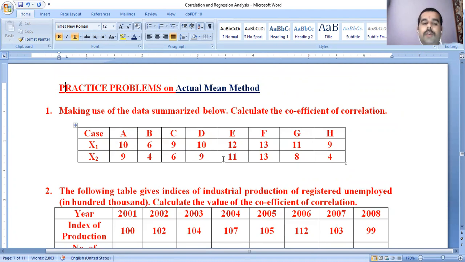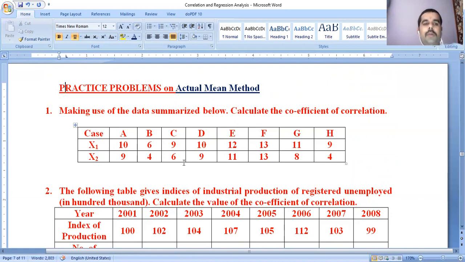Suppose x1 gives fraction values and x2 does not; don't consider it the actual mean method, it is the assumed mean method only. Only if both x1 and x2 averages are not fractions should you consider it the actual mean method. If either x1 or x2 is a fraction, then you have to do the assumed mean method only, or if both averages you got are fractions, then you have to consider this the assumed mean method. I think you understood. If you did not understand, please listen to this video from the beginning.